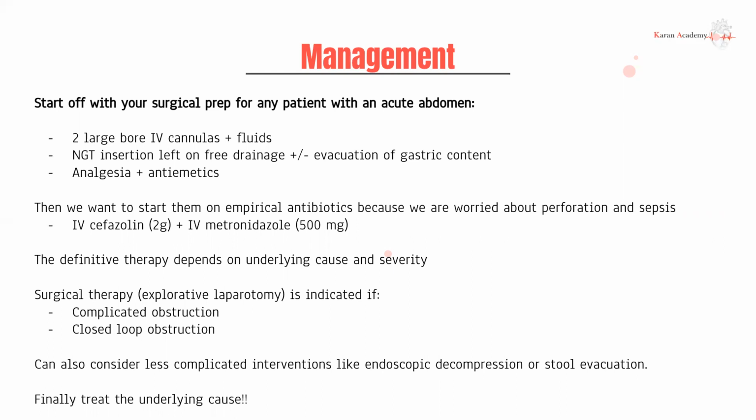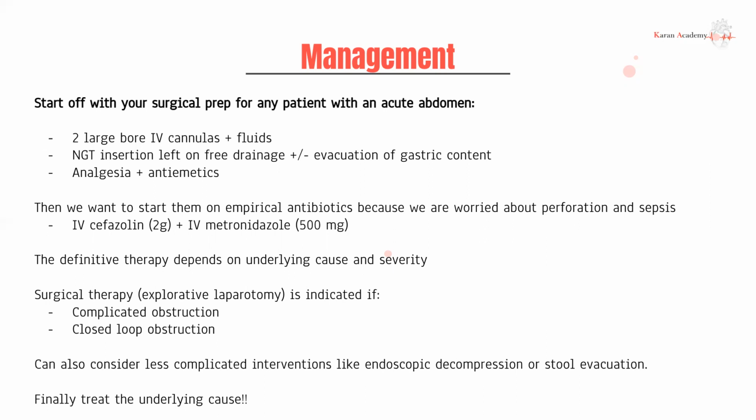The definitive therapy depends on how severe the obstruction is and where the actual obstruction is. So surgical therapy, you may be asked, well, we can obviously go conservative or surgical. When do you want to go surgical? You want to go surgical if there's a complicated obstruction. What I mean by complicated is if there's a volvulus, if there's vascular compromise, if there's dead gut, if there's signs of hemodynamic instability, if there is perforation, all of those, go for surgery.